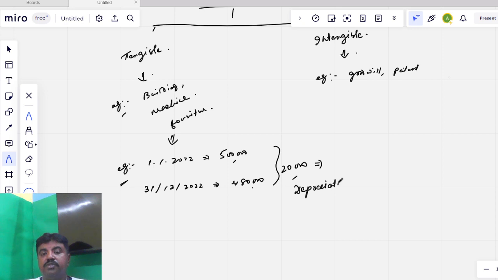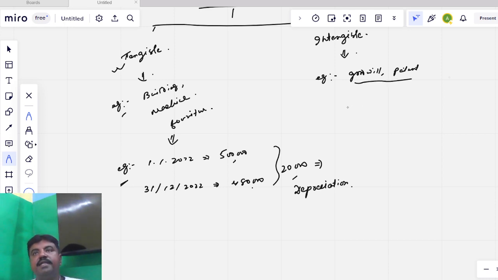So regarding depreciation, I can say depreciation is a term related to tangible fixed assets. If we use an asset, then its value reduces, and that reduction of value is called depreciation. So depreciation is a term related to which assets? Tangible fixed assets.